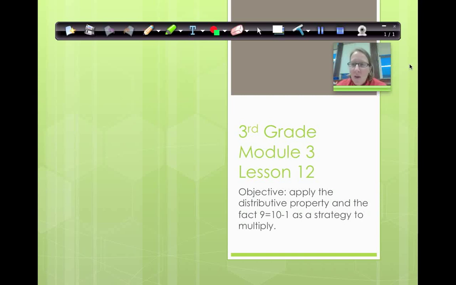Today our homework is going to involve something that we've kind of done before, but it's going to be a little bit of a review as well, because we've had 2 weeks of vacation. Okay, so today's lesson is 3rd grade, Module 3, Lesson 12. And our objective is that we are going to apply the distributive property and the fact 9 equals 10 take away 1 as a strategy to multiply.